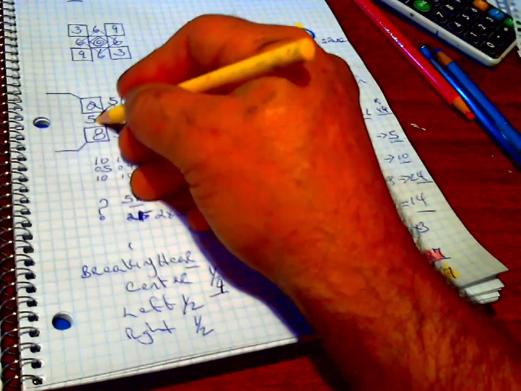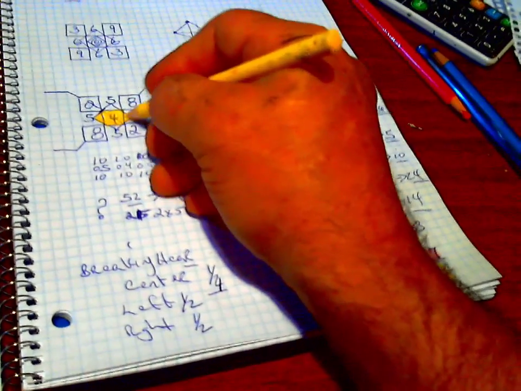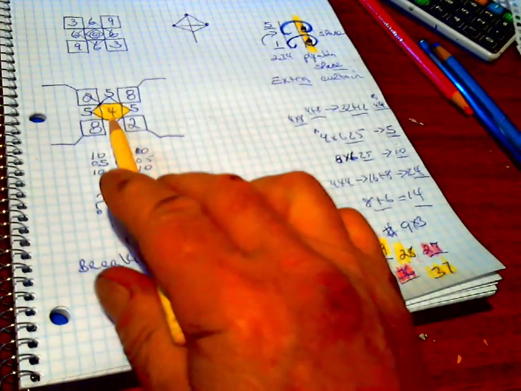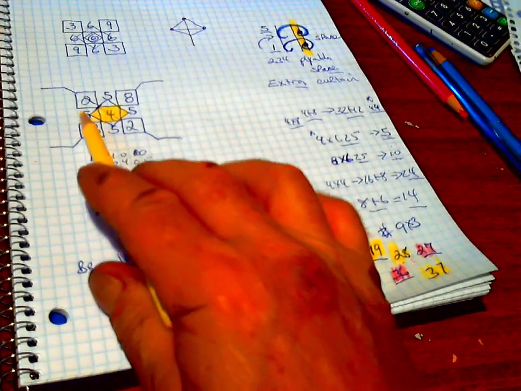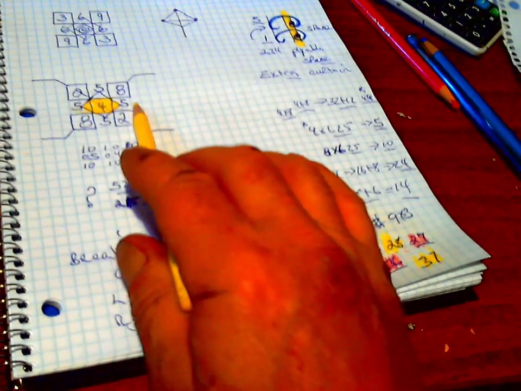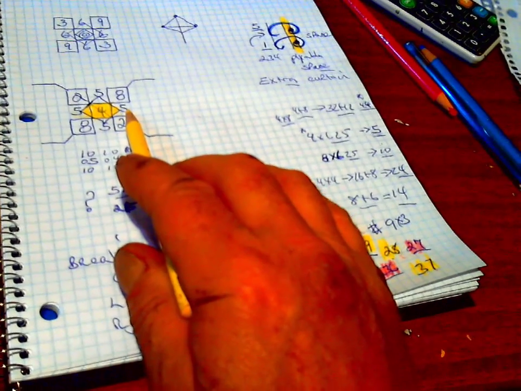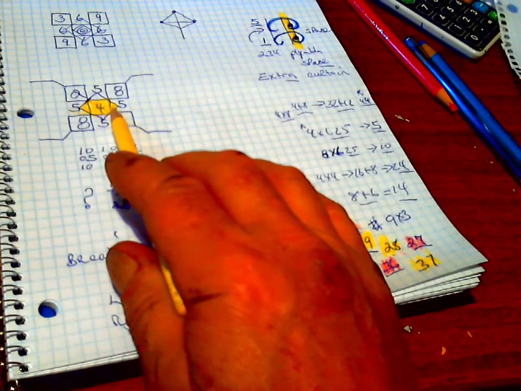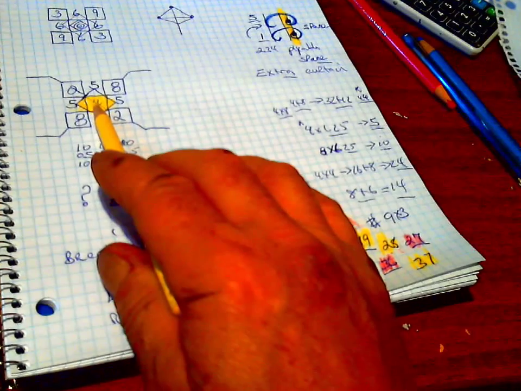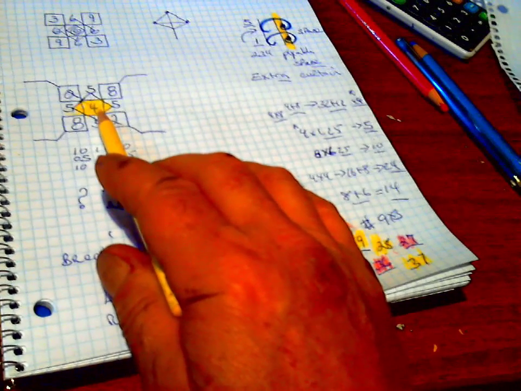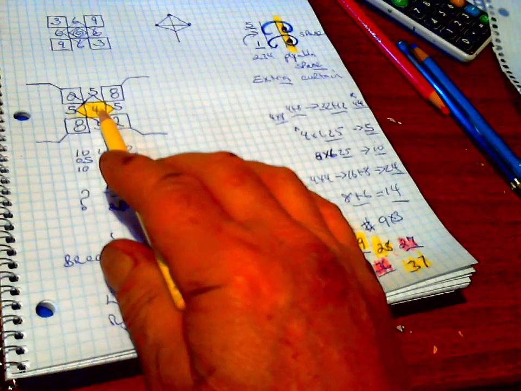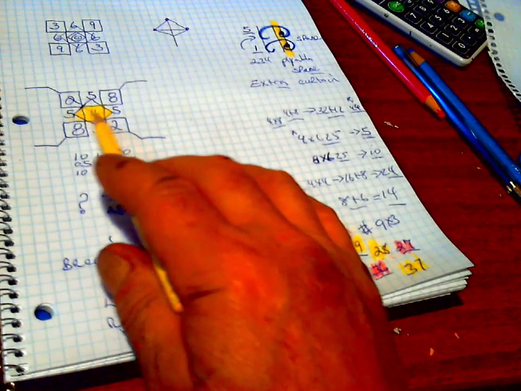72, 74, 76 is right over here. 70 is in the 4 position. 78 is in the 5 position. 72, 74, 76. 50 plus 24 is 74. 50 plus 26 is 76, the dog and the cat.